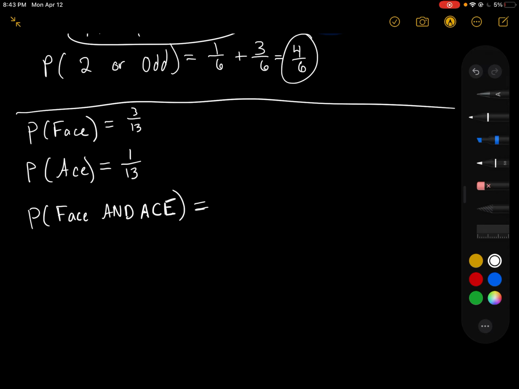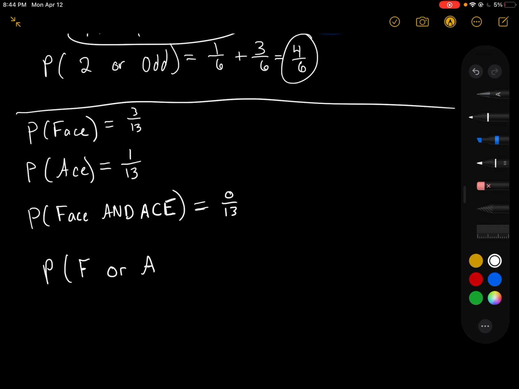We'll see. So kind of the key idea here, though, is that you can't have both. Like, an ace is not a face card. So because they are not the same thing, they can't happen at the same time, 0 out of 13 of these types of cards are both face and ace. You're either basically one or the other.